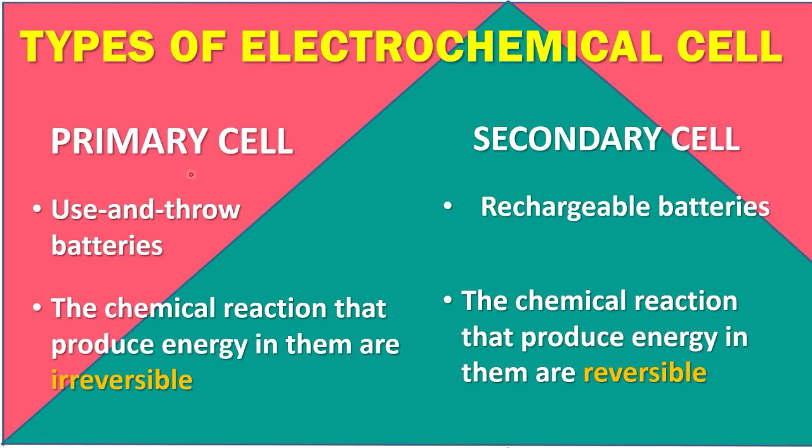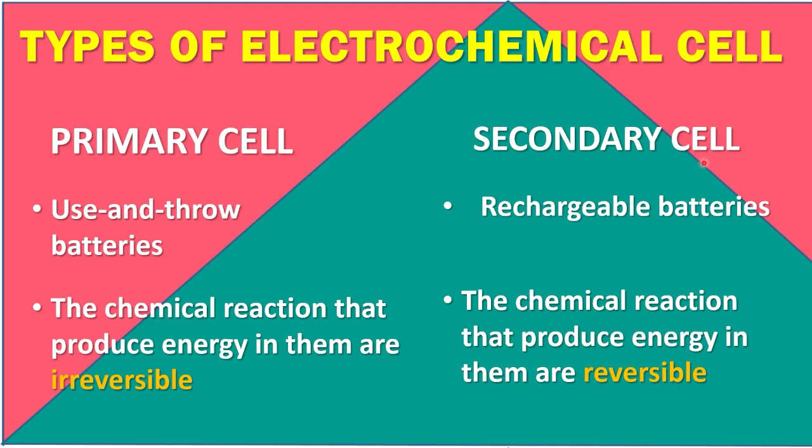Examples of your primary cells are your Daniell cell and your Leclanché cell. An example of your rechargeable cells, or your secondary cells, is your lead acid accumulator that is used in your car battery. In the video you are going to watch, you are going to learn how these types of cells, primary and secondary cells, work, the mechanism behind them.